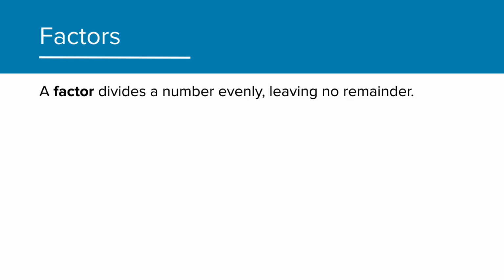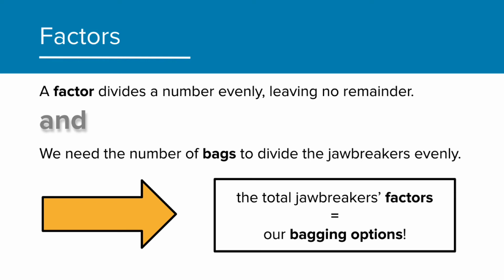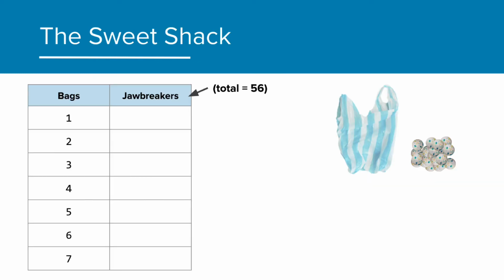How does the number of bags relate to the number of factors we just discussed? Well, if a factor divides a number evenly, leaving no remainder, and if we need the number of bags to divide the jawbreakers evenly, then the jawbreakers' factors are our bagging options. Let me repeat, since this is important. Factors divide a number evenly, therefore, our factors will be our bagging options. Let's look at a table here of all the possible bagging options.